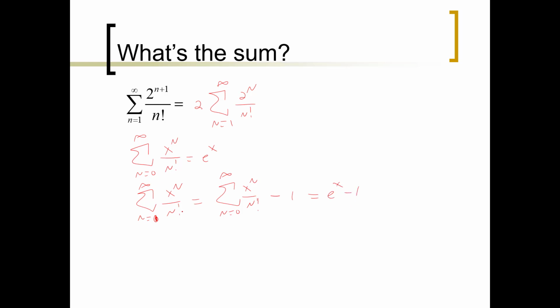So I now know what this thing equals. Well, this summation is just this power series evaluated at 2. So then this has to equal 2 times this function evaluated at 2. That is the exact value of that summation.